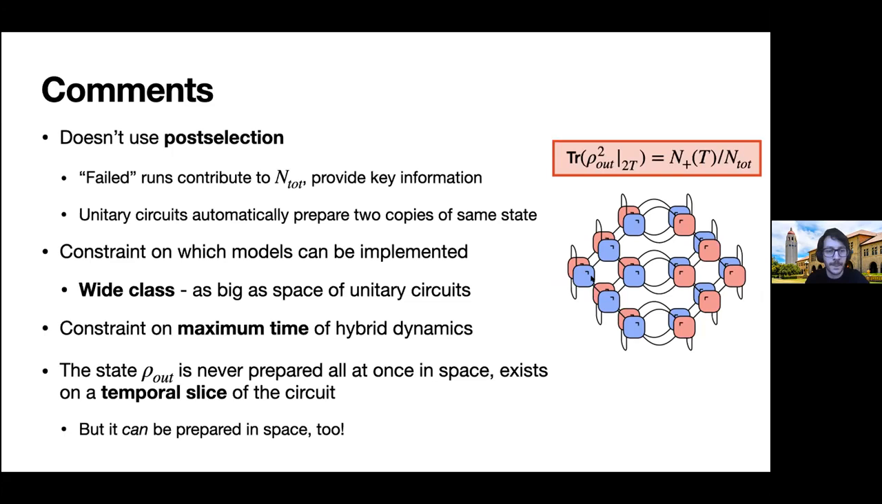And also remark on the fact that the output state of this hybrid circuit is never prepared all at once in space. It doesn't exist on your system on a spatial slice, you never get a snapshot of it. It exists on a temporal slice that is essentially played out over time on one particular qubit that sits at the edge. However, if you don't like this, or if you want to use this for, say, actual coding or as a quantum memory, you could unfold this temporal slice into a spatial slice with some ancillas and some swap gates. So it's not complicated.